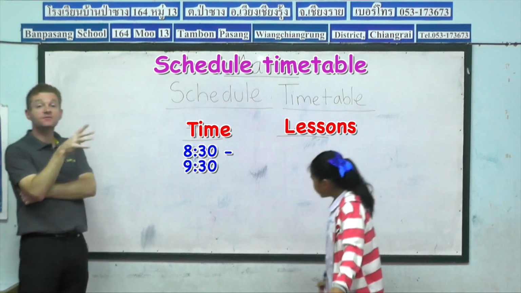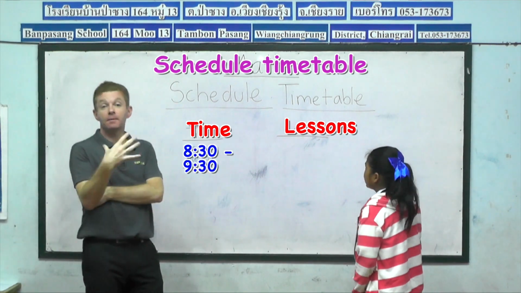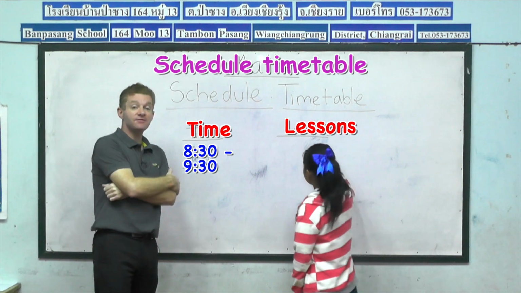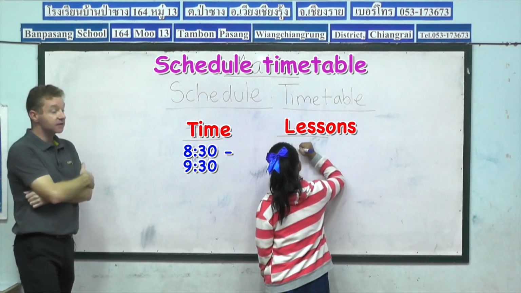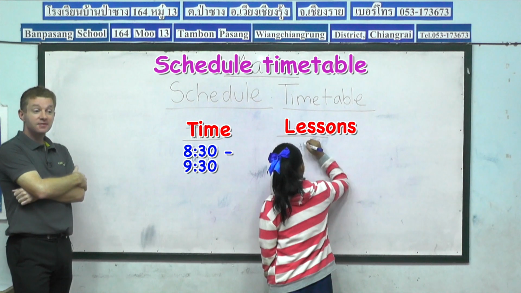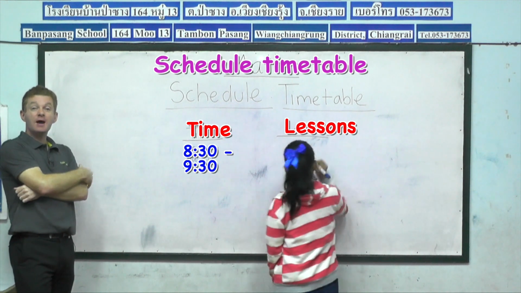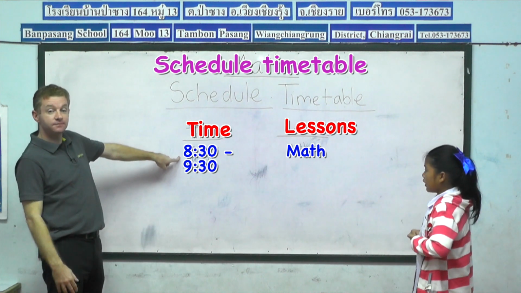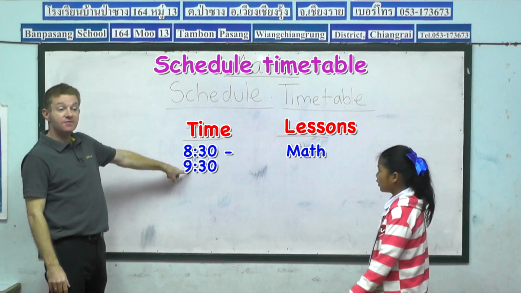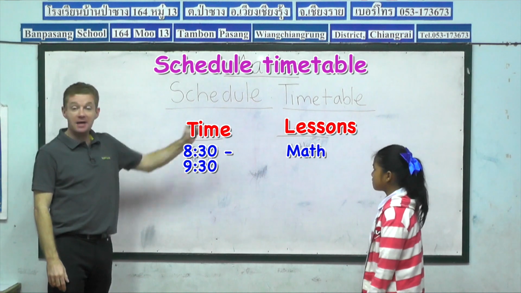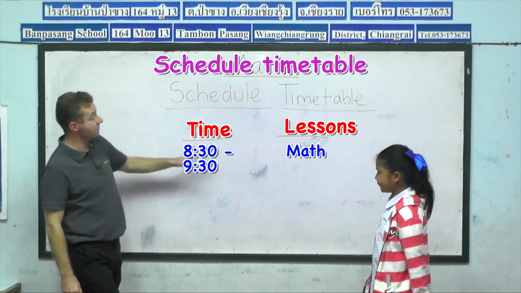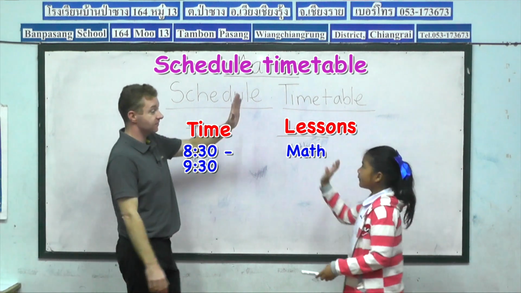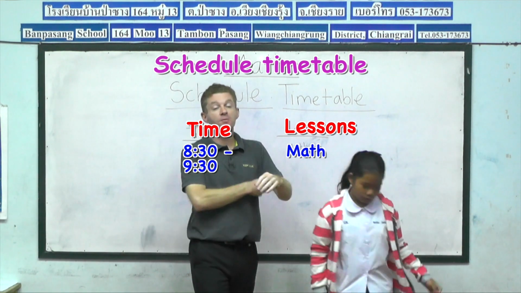And now it's time for the activity. And because we're at school, the activity that we're talking about is lessons. And now we are having math. So you can see how the timetable begins to take shape. 8:30 till 9:30, math. We've got the time and the activity, which is the lesson. Lak Gao, that was brilliant. Big round of applause for Lak Gao, please, guys.